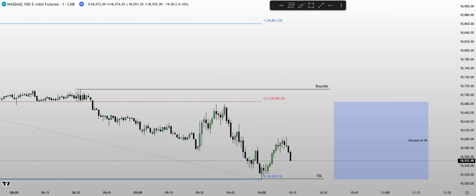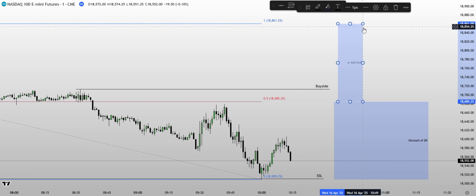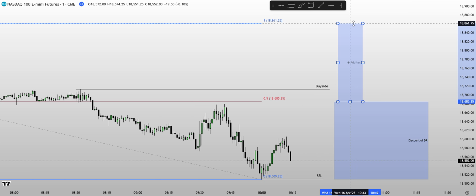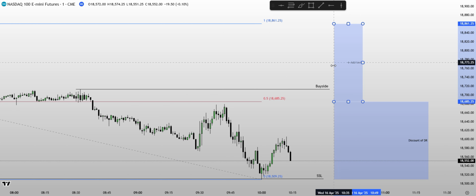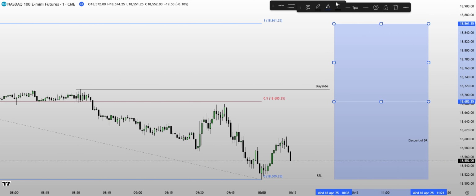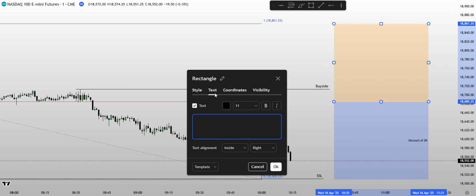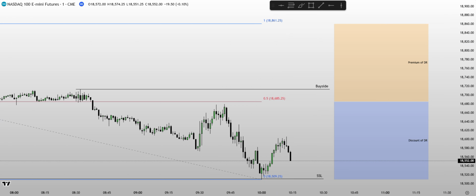Discount of dealing range, and here is the premium of dealing range. Right around here. Let me just make sure the coordinates are accurate right there. So this is exactly what the dealing range consists of. Now this is the premium of dealing range. Premium of dealing range right here. And this is the midpoint right here. Midpoint of dealing range is right over here.